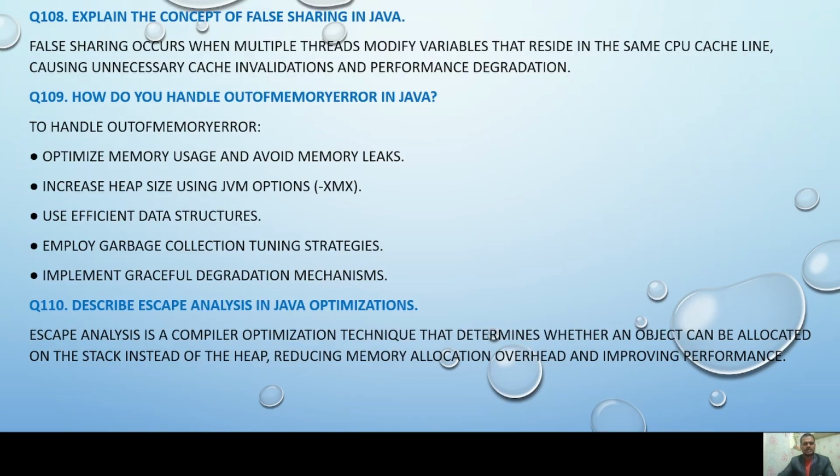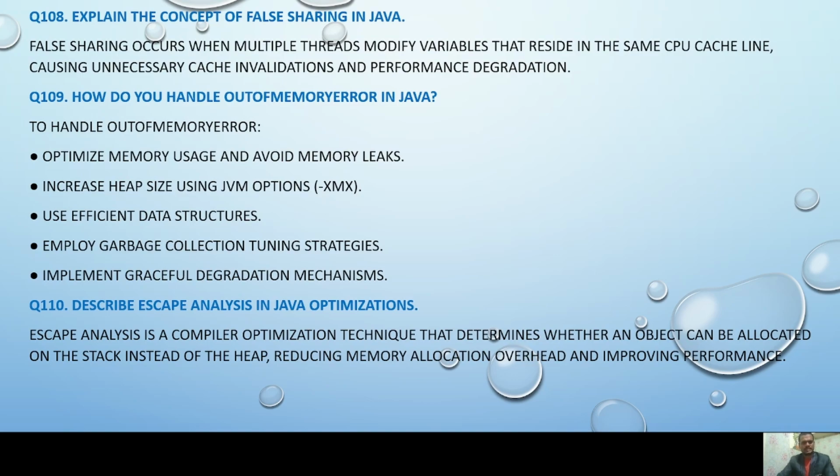Next question. How do you handle OutOfMemoryError in Java? To handle OutOfMemoryError, optimize memory usage and avoid memory leaks. Increase heap size using JVM options, that is -Xmx. Use efficient data structures. Employ garbage collection tuning strategies. Implement graceful degradation mechanisms.